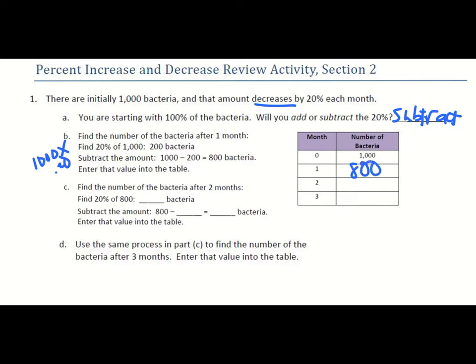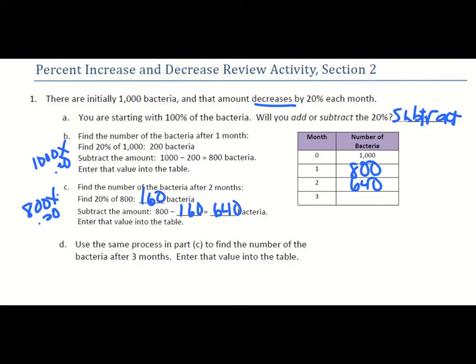And then part B, to find the number of bacteria after 2 months, you're doing 20% of 800. So 800 times 20% gives me 160 bacteria. So if I do 800 minus 160, that gives me 640 bacteria.